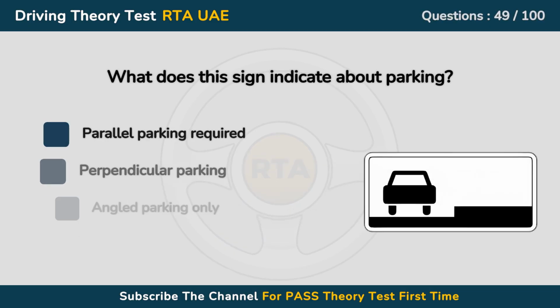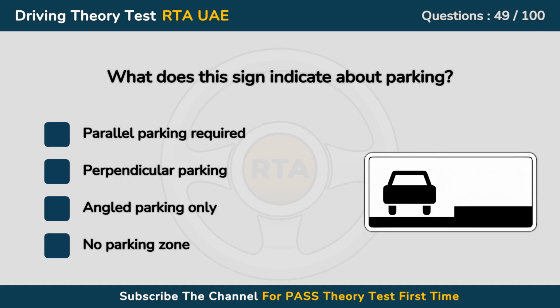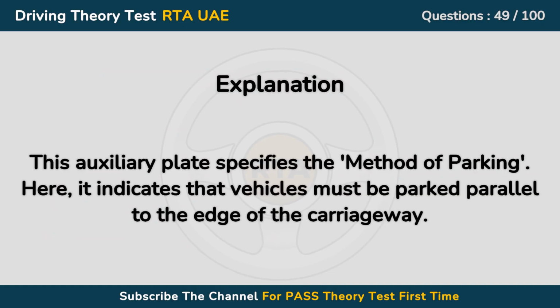Question 49. What does this sign indicate about parking? A. Parallel parking required. B. Perpendicular parking. C. Angled parking only. D. No parking zone. Answers is A. Parallel parking required. This auxiliary plate shows the method of parking. Here, it indicates that vehicles must be parked parallel to the edge of the carriageway.